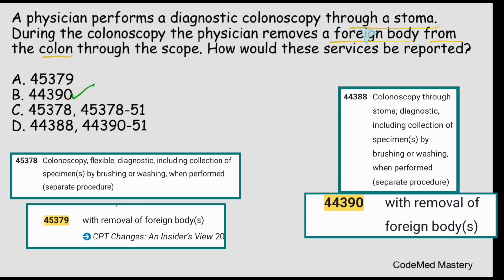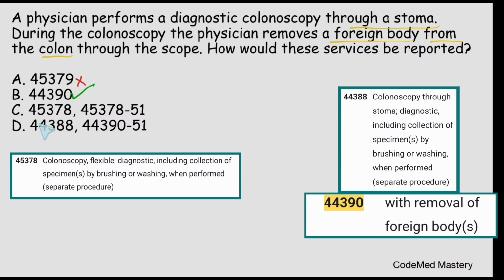But in the question they have mentioned colonoscopy through stoma, right? But the code 45379 is for colonoscopy, that is examination of the entire colon from the rectum to the cecum. Here they are performing colonoscopy through a stoma, so we have to use the appropriate code. We cannot code 45379, eliminate option A.